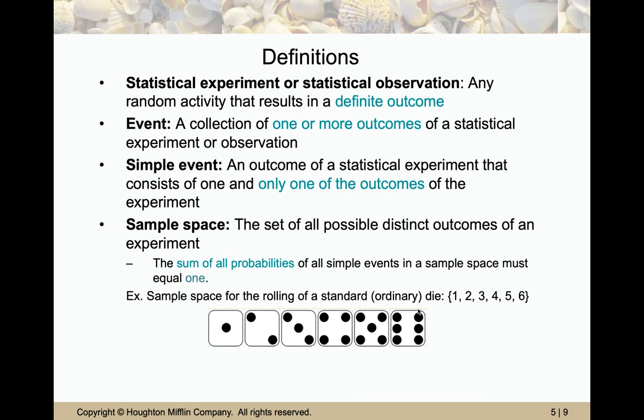Okay, because one of them has to happen. Their total probability has to be 1, which is saying that one of these outcomes has to happen 100% of the time. You're going to get one of them. Can't tell you which one, but it's going to be one of these every time. So the sample space for rolling a standard ordinary die would be 1, 2, 3, 4, 5, 6. That set of numbers.